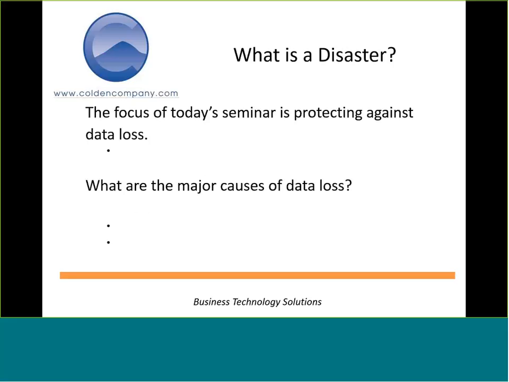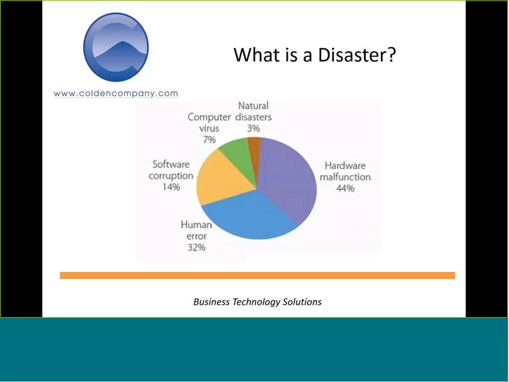What we're going to focus on is protecting against data loss. So let's take a look at what the causes of data loss are. If you take a quick look at this pie chart, you'll see that hardware malfunction and human error account for over 75% of your data loss. Software corruption is about another 14%. Natural disasters is actually a very small portion.